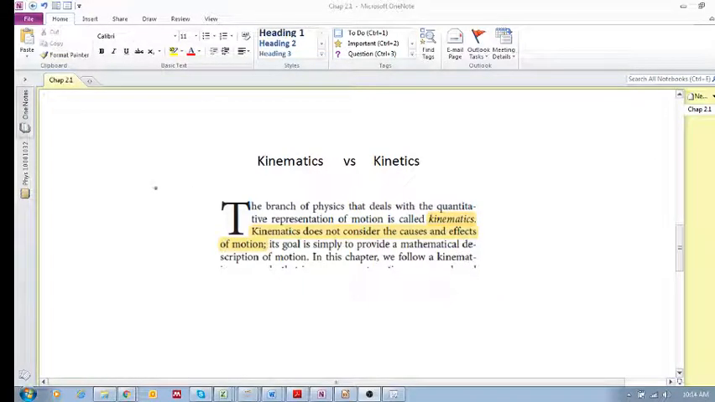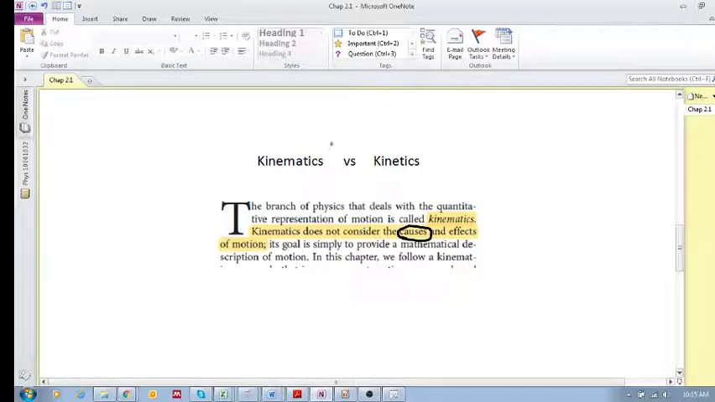In the opening paragraph of the textbook, it says this: the branch of physics that deals with the quantitative representation of motion is called kinematics. Kinematics does not consider the causes and effects of motion. It does not consider the causes. Its goal is simply to provide a mathematical description of motion.